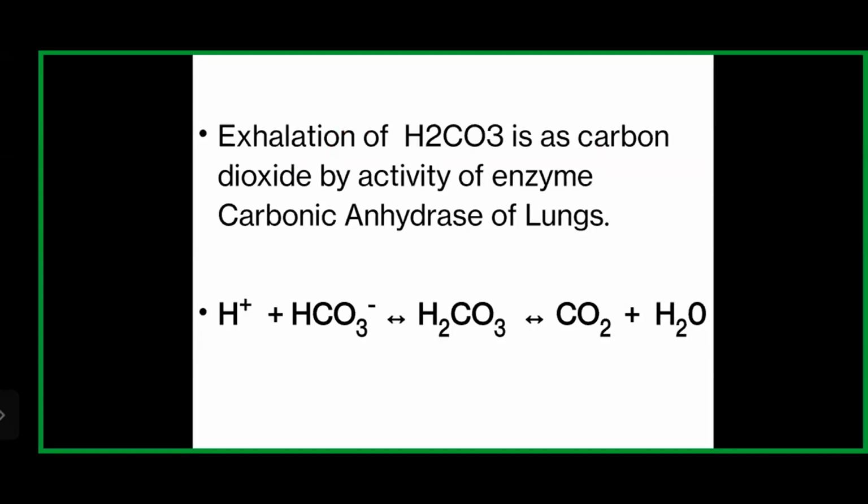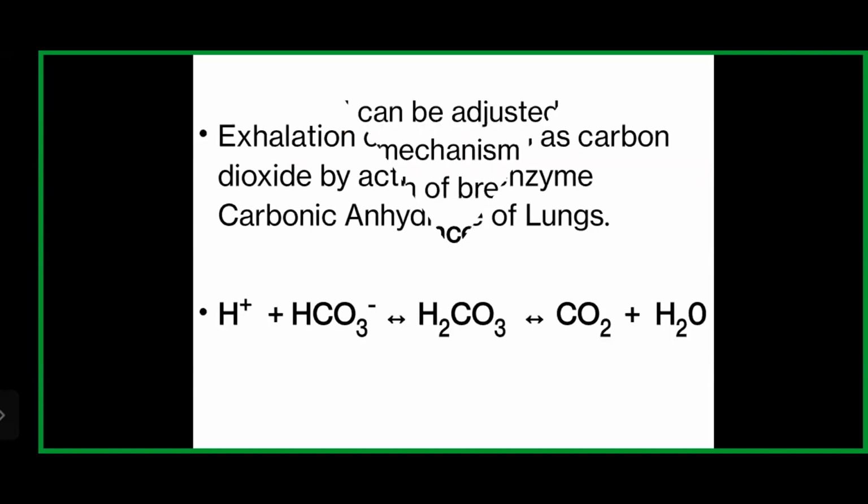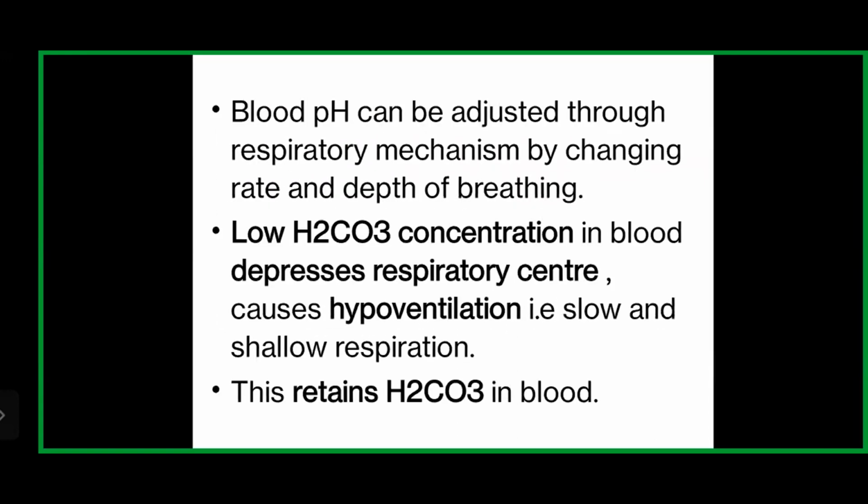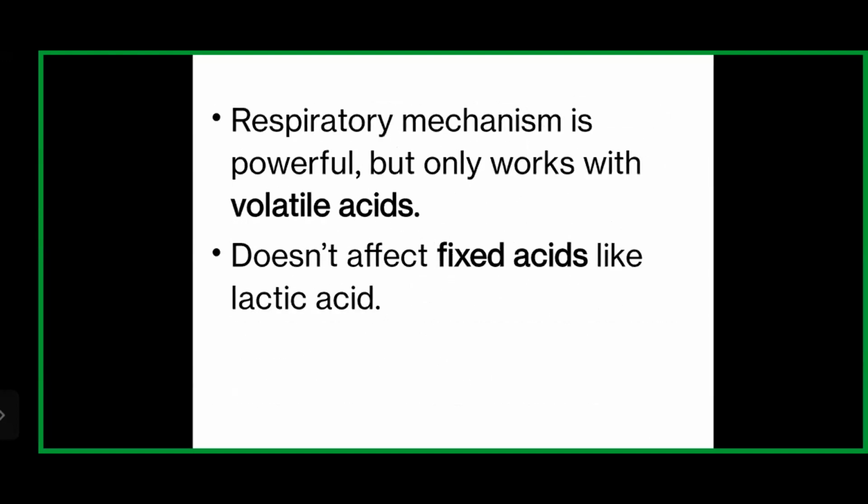Exhalation of H2CO3 is as carbon dioxide by the activity of the enzyme carbonic anhydrase of the lung. Blood pH can be adjusted through respiratory mechanism by changing the rate and depth of breathing. Low H2CO3 concentration in blood depresses the respiratory system, causing hypoventilation, that is slow and shallow respiration. This retains the H2CO3 in the blood. The respiratory mechanism is powerful, but only works with volatile acids; it doesn't affect fixed acids like lactic acid.